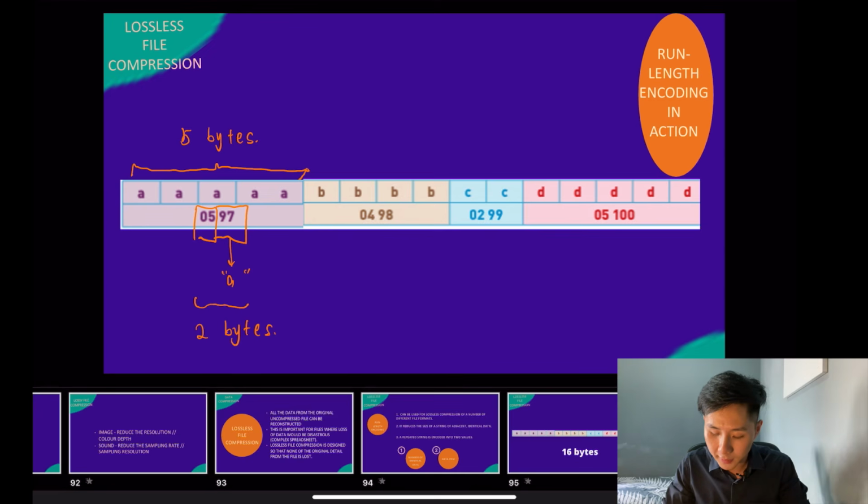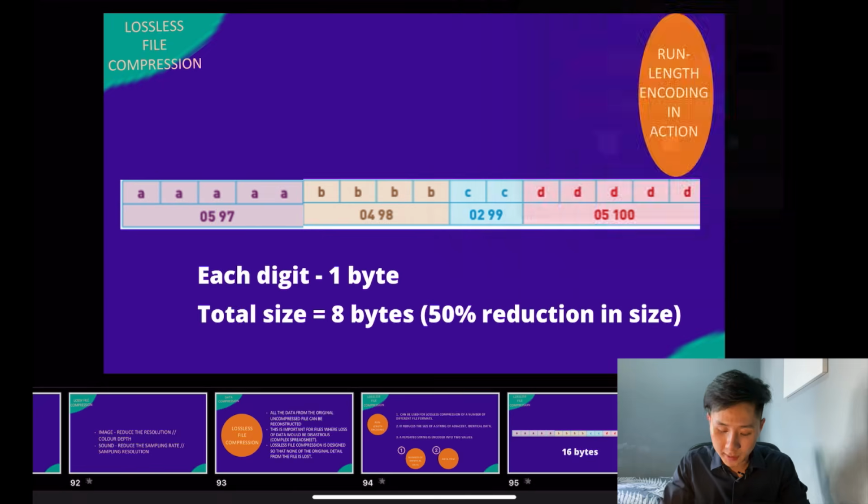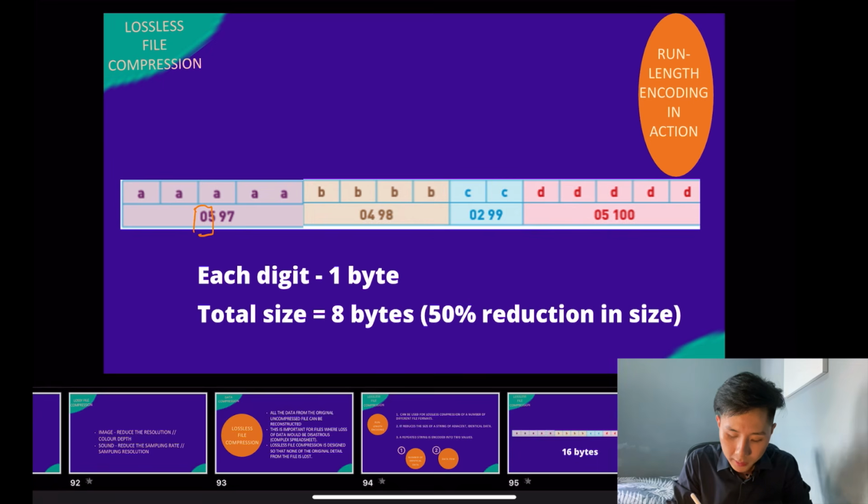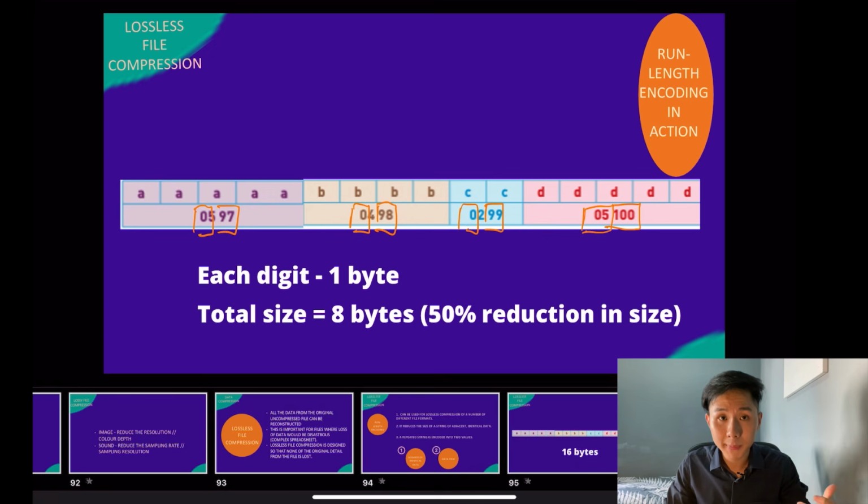So if I continue here, let me clear my marking. Here we only need 8 bytes: 1, 2, 3, 4, 5, 6, 7, 8, instead of the 16 bytes that we have there. So we have reduced the file size by half without losing any important information. However, run length encoding is only useful when your data is very identical to each other. If you continue your studies in computer science, you will learn many different file compression algorithms which are much more advanced and efficient.